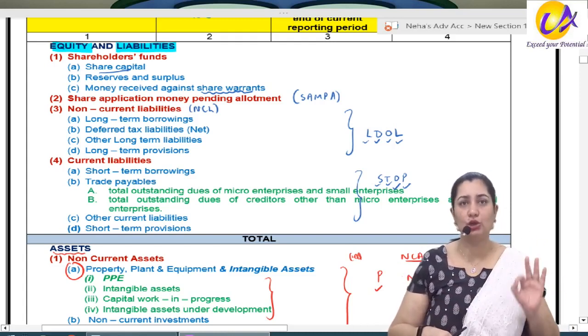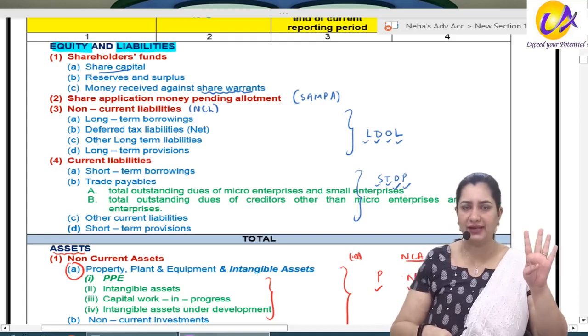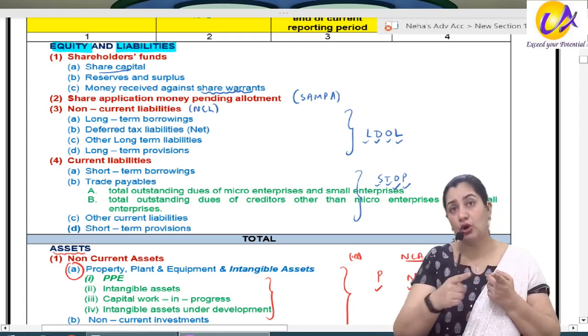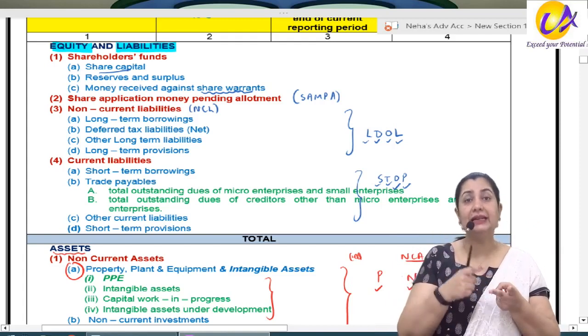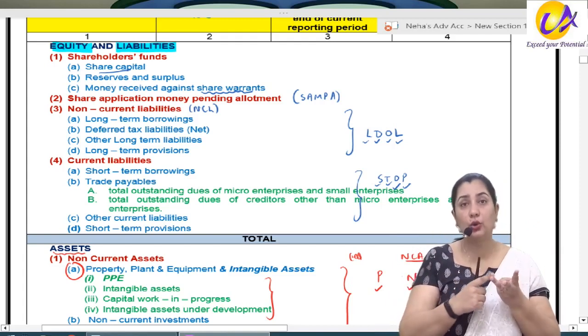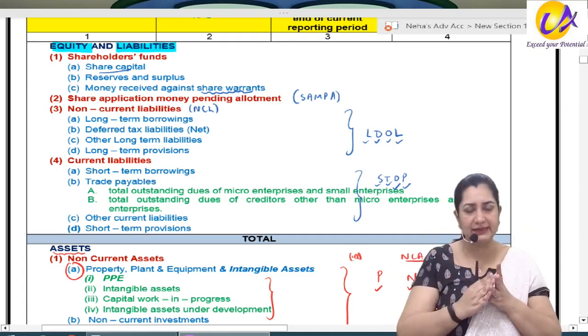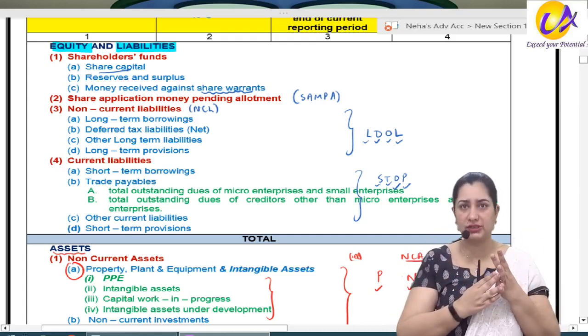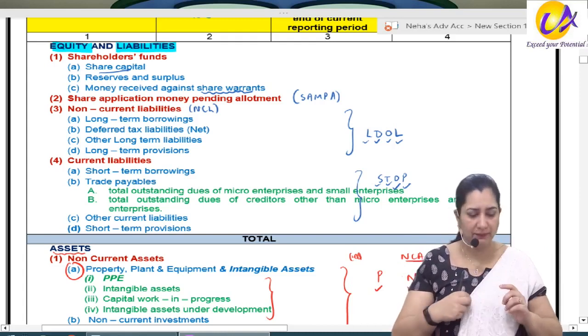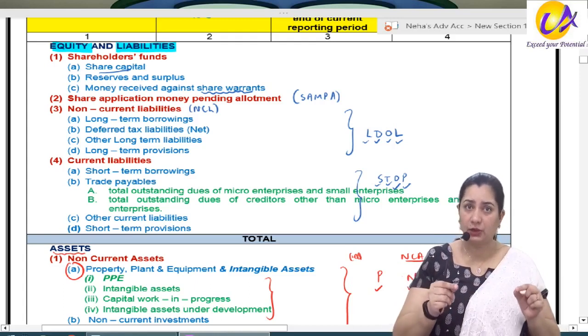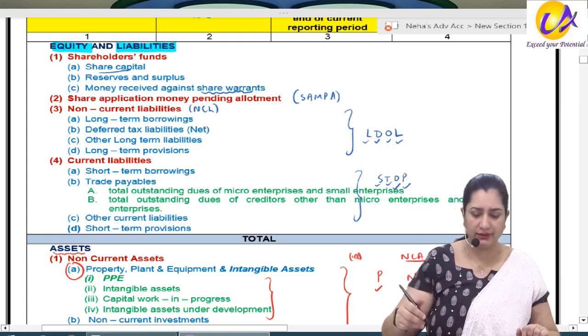Third, NCL, non-current liabilities. Four heads, LDOL. L, your long-term borrowings. D, deferred tax liability. O, other non-current or other long-term liabilities. And fourth, we have provisions, long-term provisions. Okay. So today we'll be discussing all this one by one in detail. Today it's going to be very, very important.